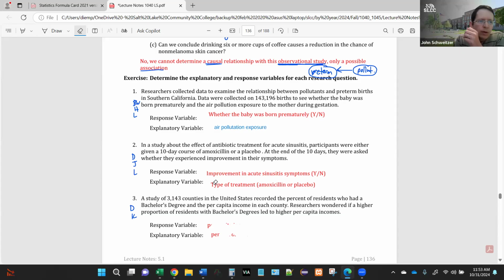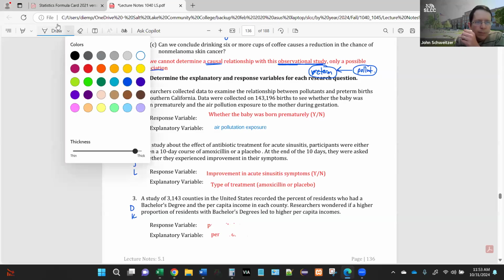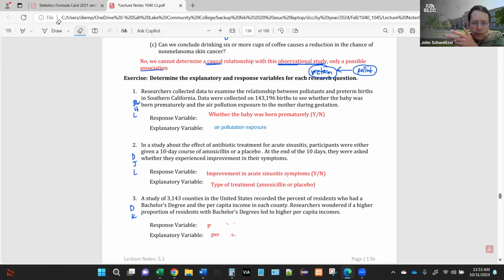And so you could make the argument in both directions, I think, pretty easily. I think the more obvious here would be to say that education is causing income, right? So the percent of residents with bachelor's degrees would be causing some change in the per capita income, or explaining the per capita income. Good. And that seems to be what most of you guys are saying over in the chat. So great.